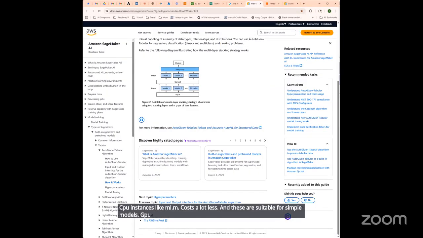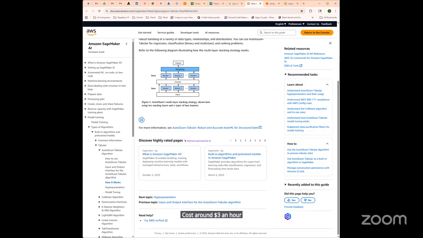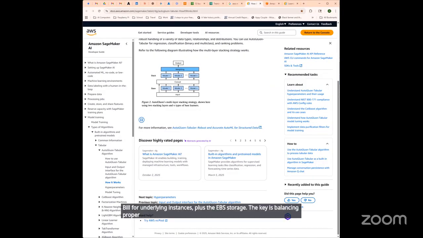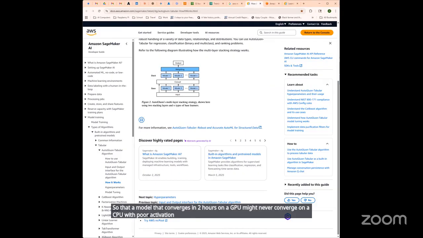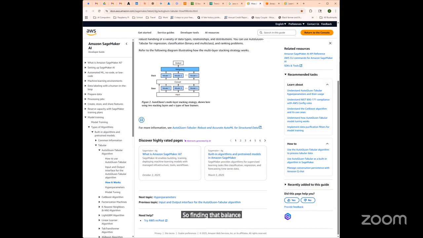GPU instances like the ML.P cost around $3 an hour. So you can train deep models much faster, but the costs are going to increase. Additionally, SageMaker notebooks bill for underlying instances plus the EBS storage. The key is balancing proper architecture choices against training time, so that a model that converges in 2 hours on a GPU might never converge on a CPU with poor activation choices. So finding that balance really matters.